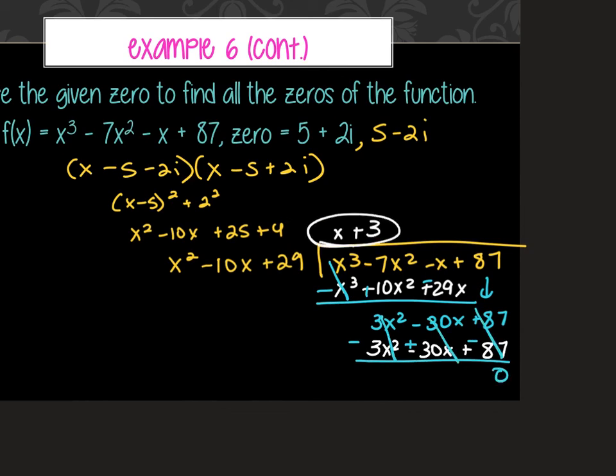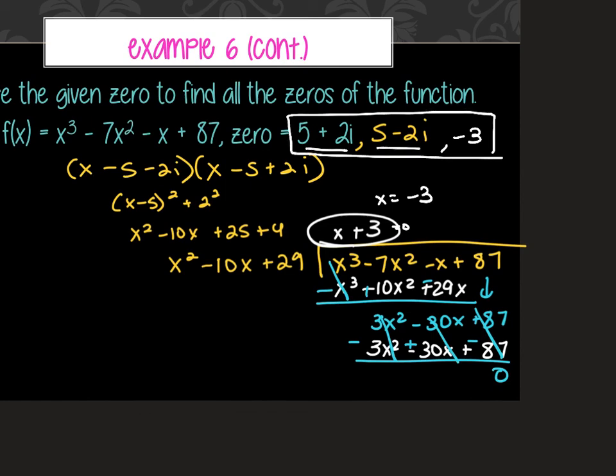The factor at the top is your remaining factor. Set it equal to 0 and get your remaining 0, which is negative 3. So all three of these, the one they included in the beginning, the one you found because of the conjugate, and then the one you found with long division, are the zeros of the function.